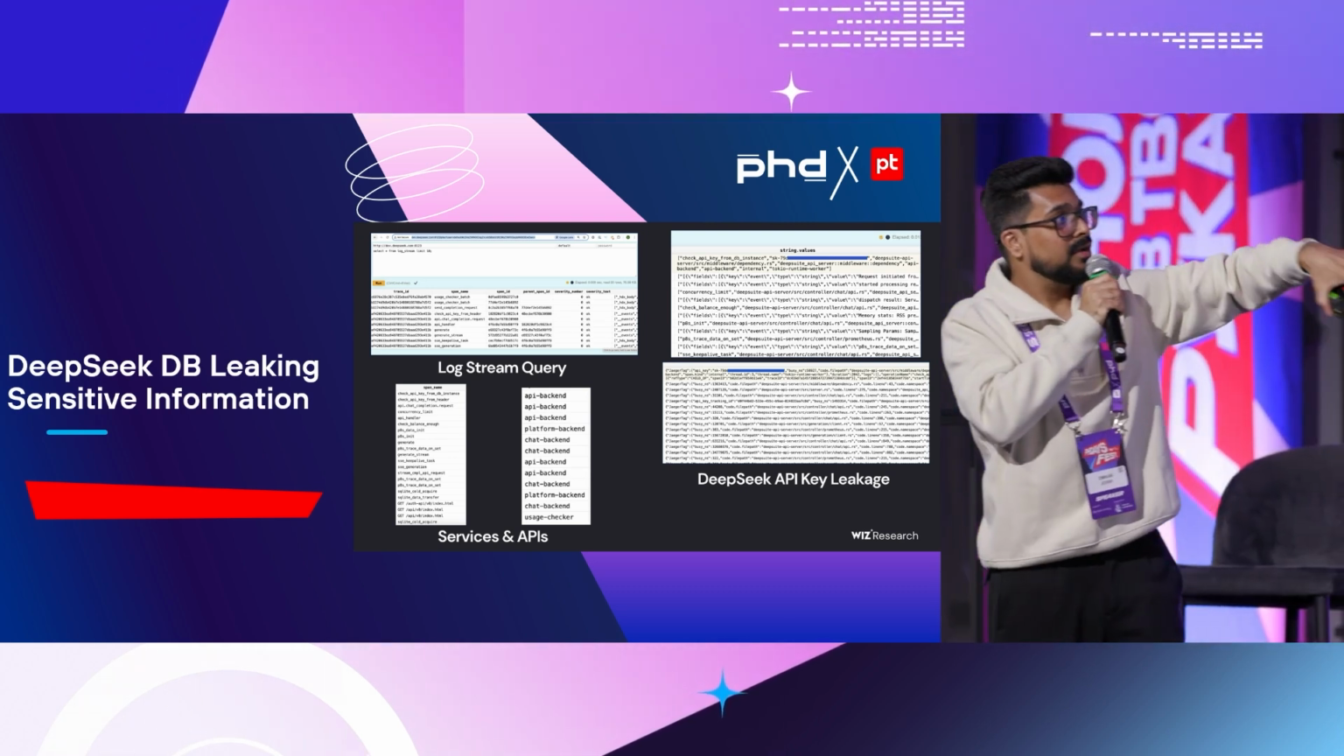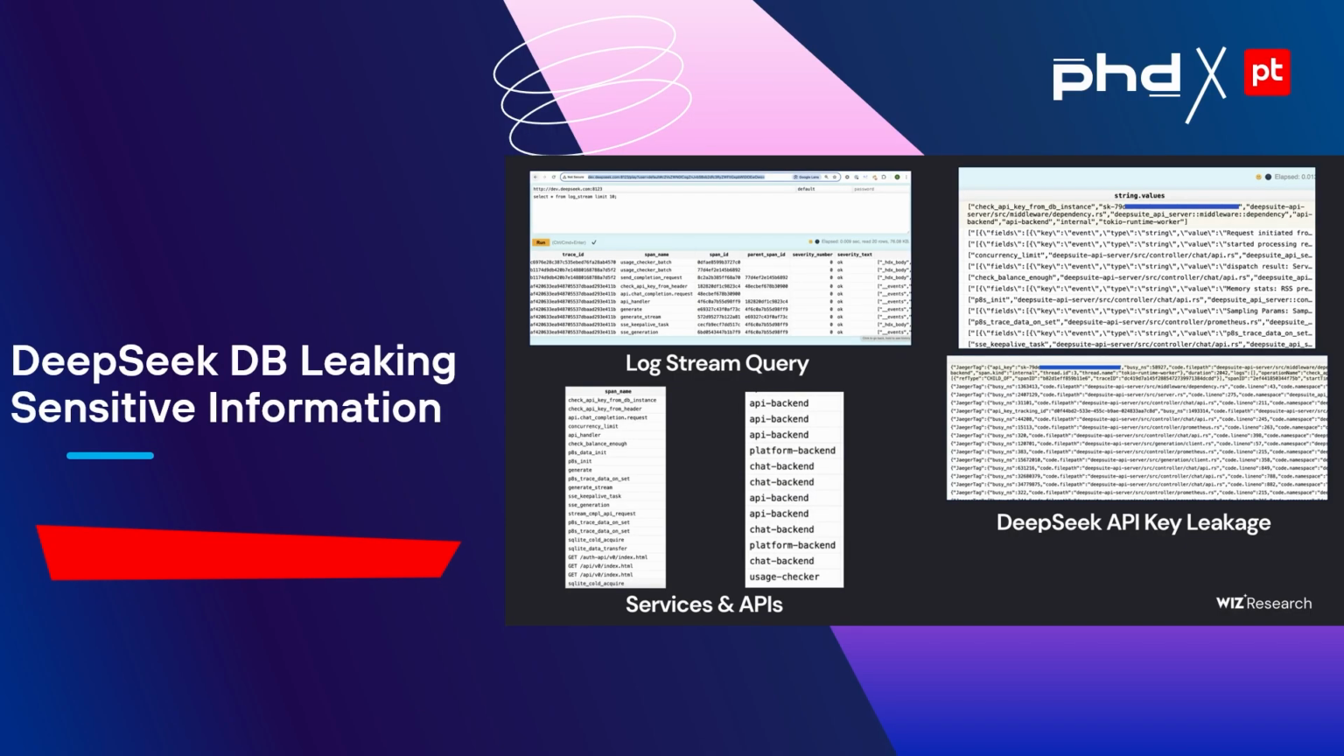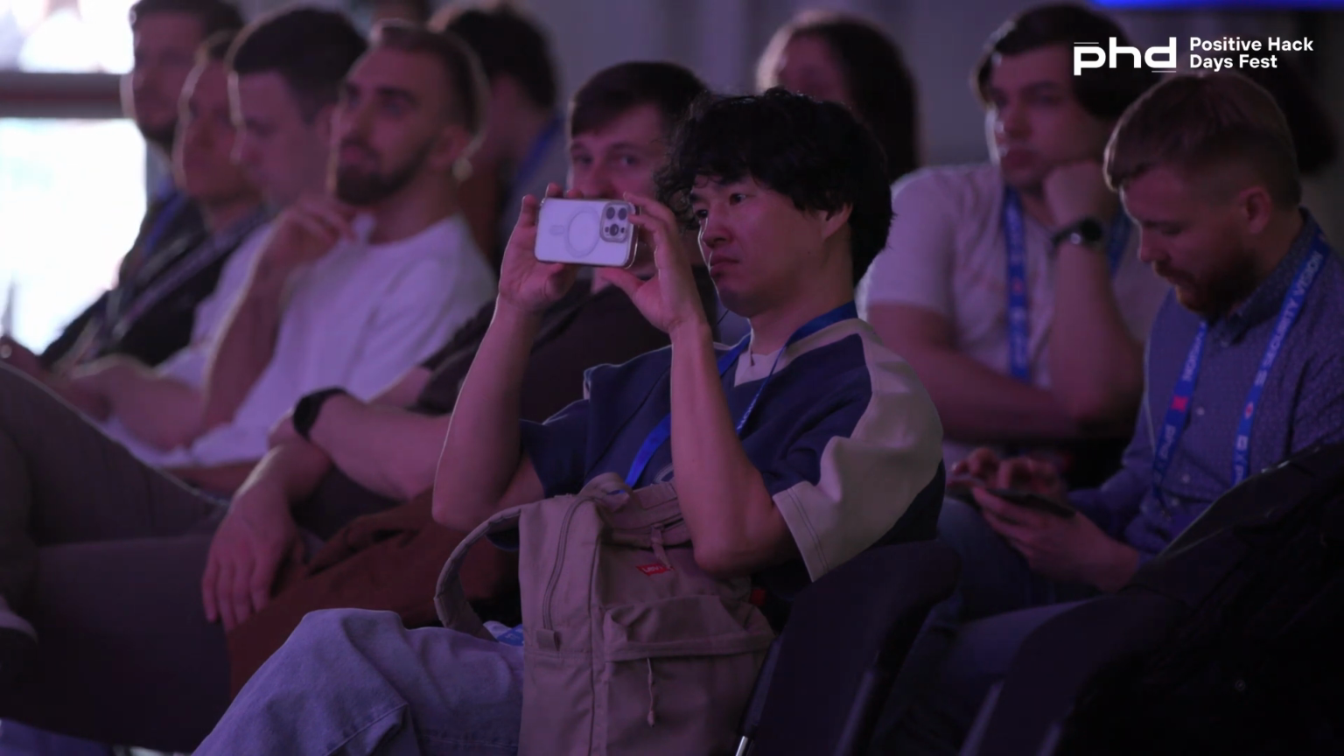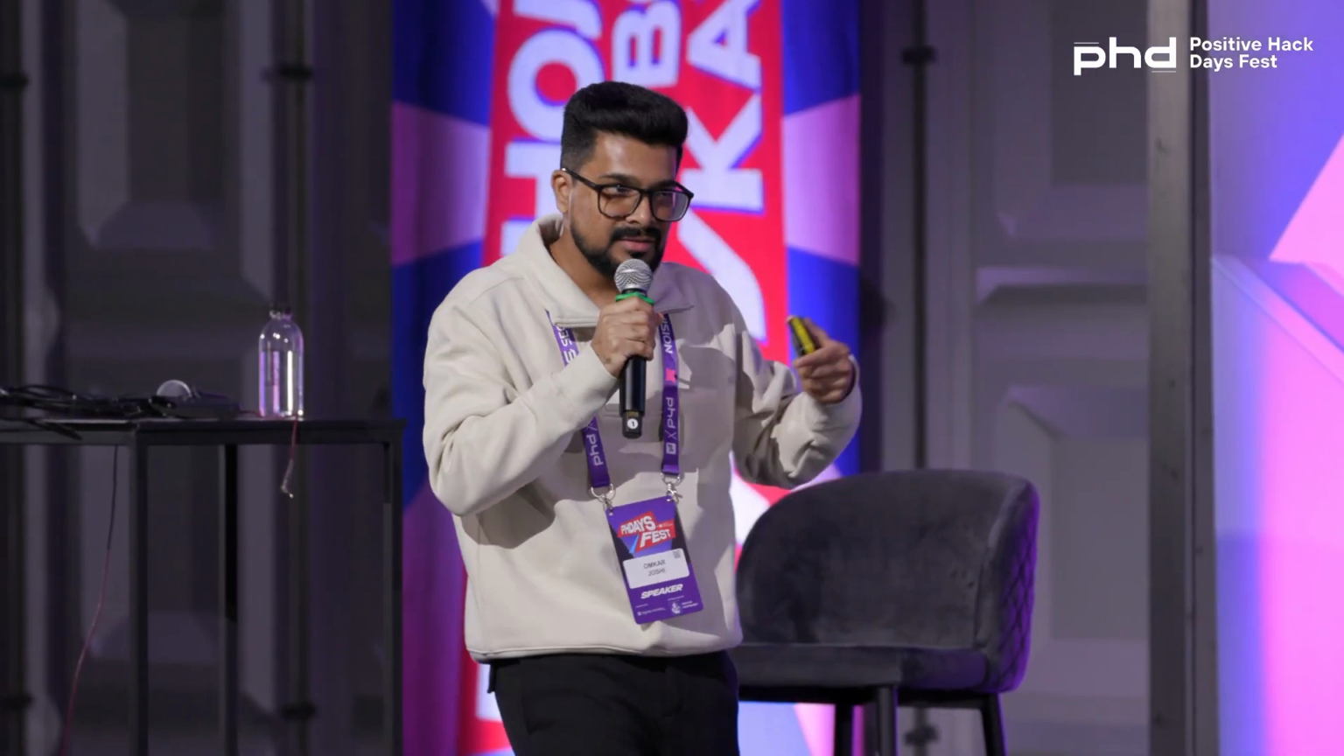So you see over here, it was a Wiz research. Wiz is one of the companies who did the research, and they were able to exfiltrate multiple things: the database, log stream, API leakage, even the AWS secret key, and they were able to get hold of their environments. So be mindful before using any kind of such AI engines which are available. We need to be thoughtful about it and do research, and then we start leveraging it.